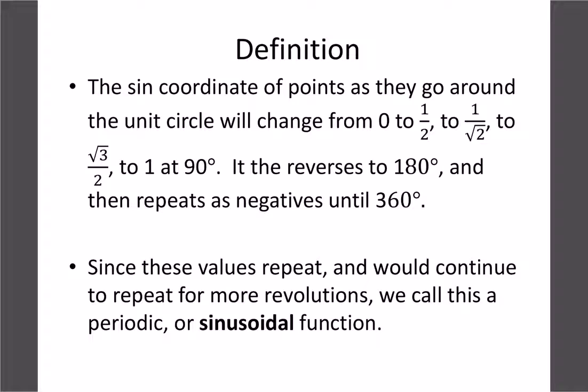So we'll start with just the sine coordinate. We know the values go from 0 to 1/2 to 1 over root 2 to root 3 over 2 up to 1, and then back down to 0, to negative 1, and back up to 0 again. So we get these repetitions going around and around, so we call this a periodic function or a sinusoidal. So you can see where the word sine comes from. That's part of a sine graph.